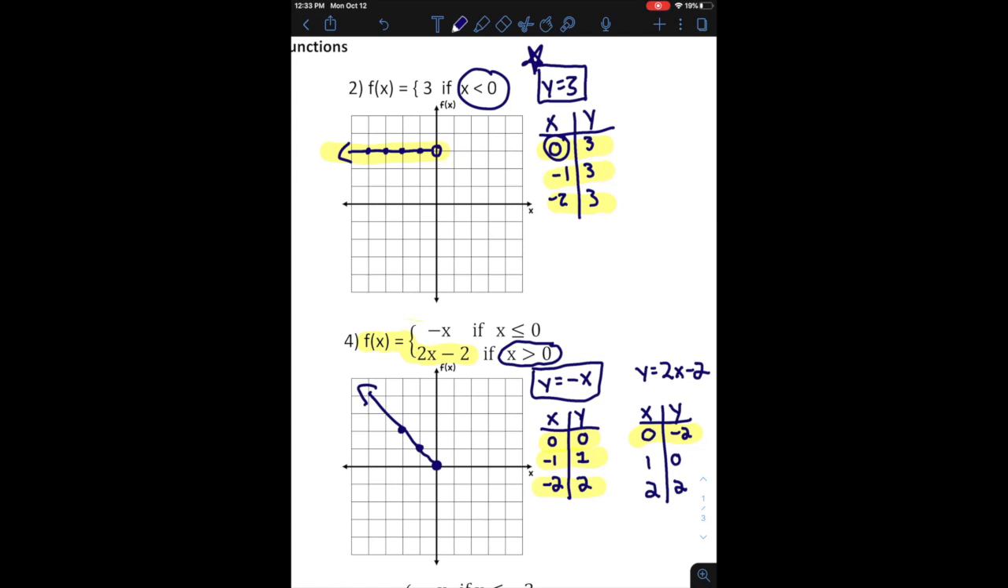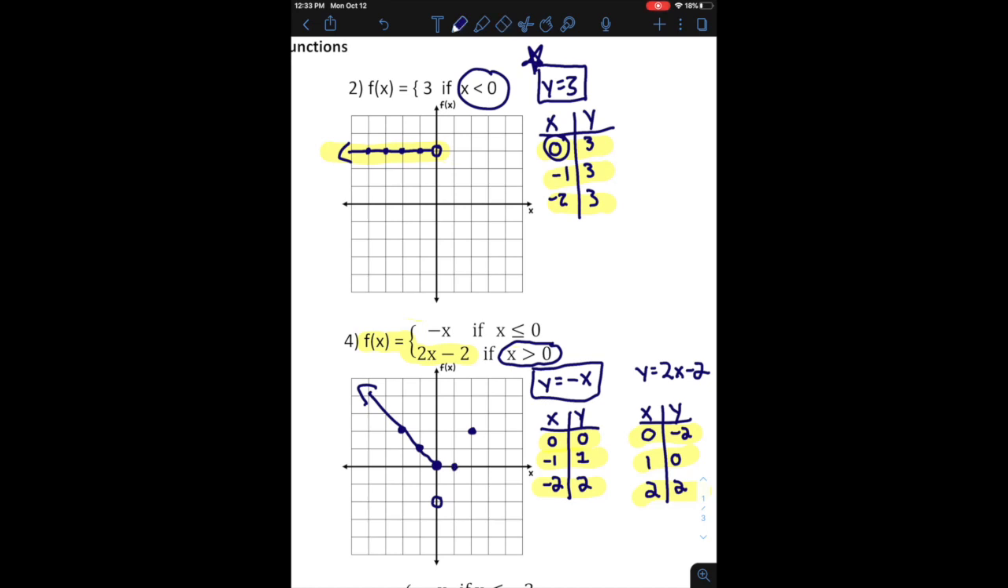Let's go ahead and plot the ordered pairs. The first one is 0, -2. And remember, we're going to plot that with an open circle because technically the x value of 0 is not included here. 0, -2 would be this ordered pair there. The next ordered pair is 1, 0, which would be here. And the third ordered pair, 2, 2, would be this point here.